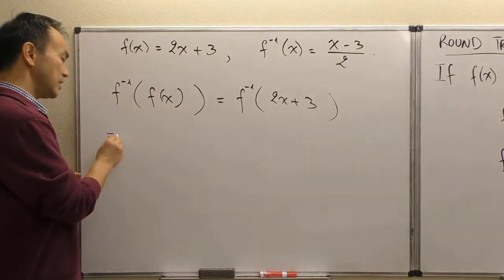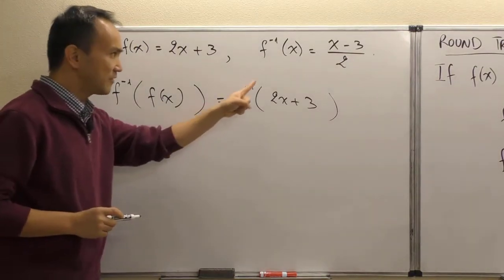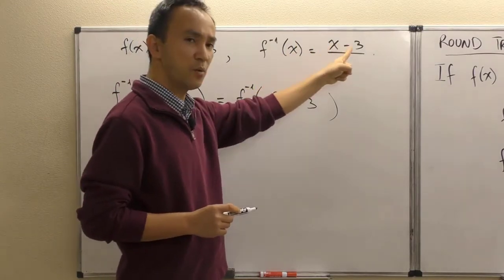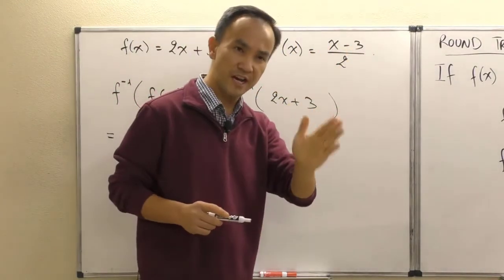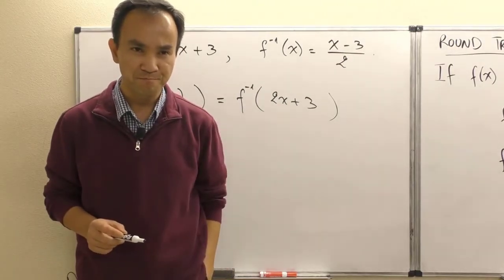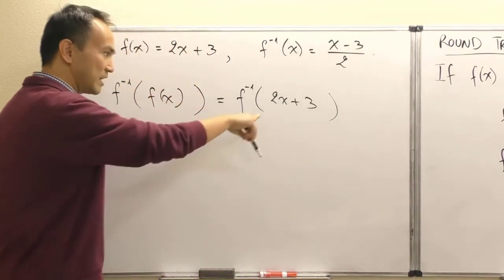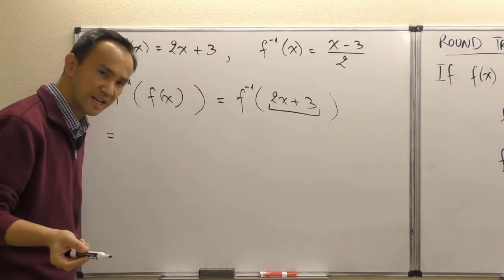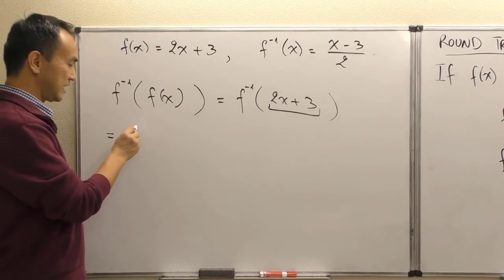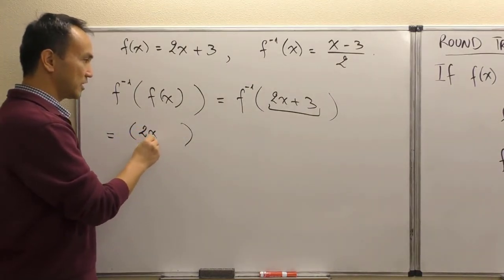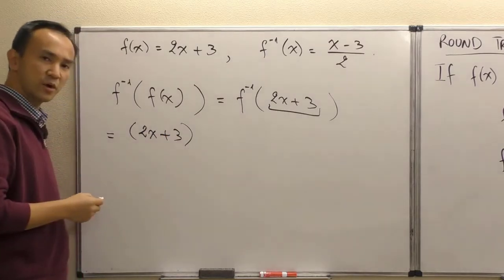And so here in this way, f inverse is this rule where for every input we're going to take away 3 and divide it by 2. Okay, and so now the input is this part that I underlined with the brackets right there, and that means the input currently substituted in is 2x plus 3.